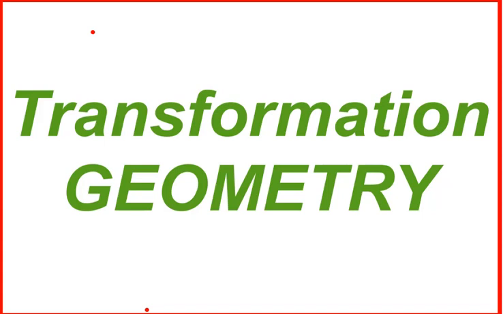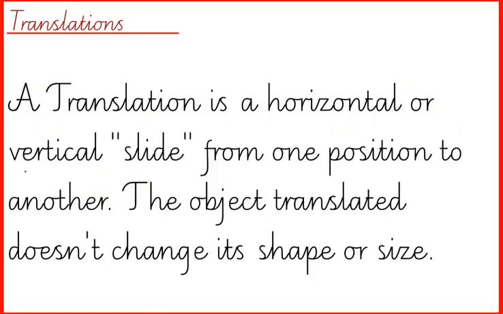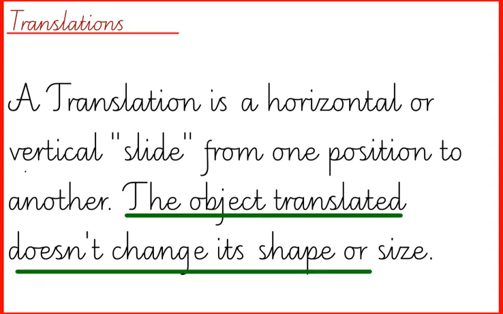We're going to look at our first transformation, which is the translation. A translation is a horizontal or vertical slide from one position to another. But the object translated doesn't change its shape or size. So it never changes its shape or size. Let me just give you a quick example.